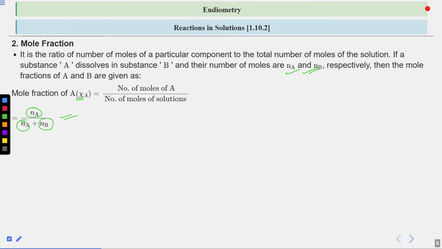Clear? So, coming back to the topic, this is your formula. Just try to analyze it. It's very simple.